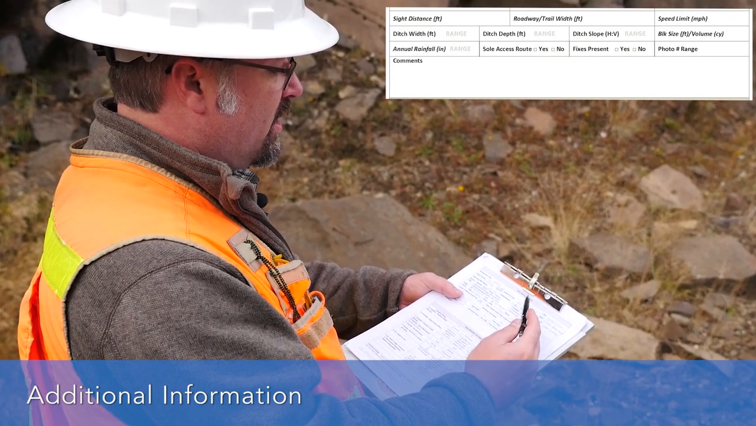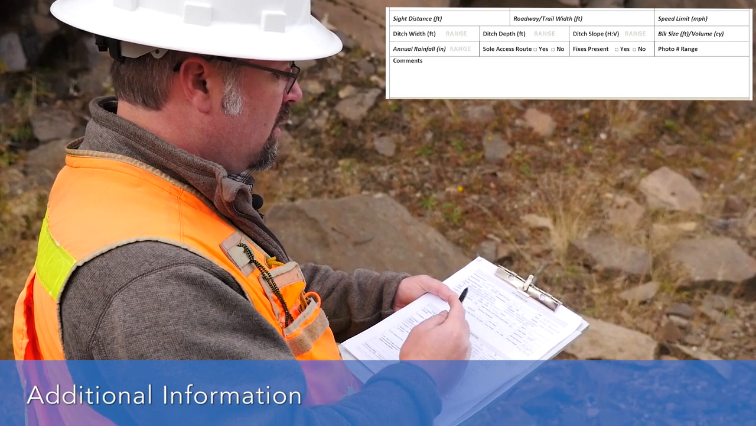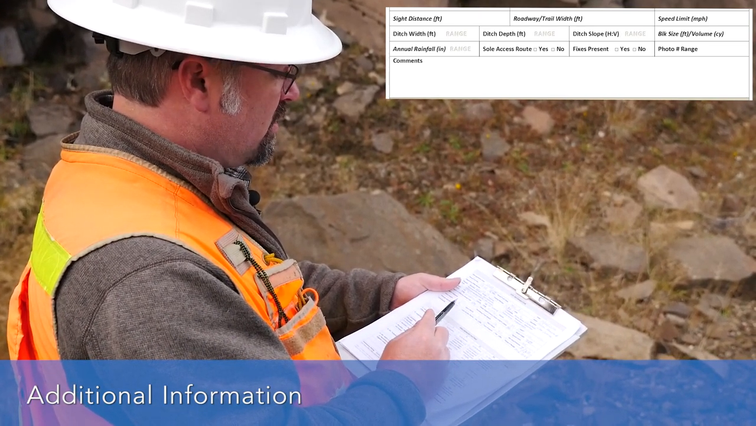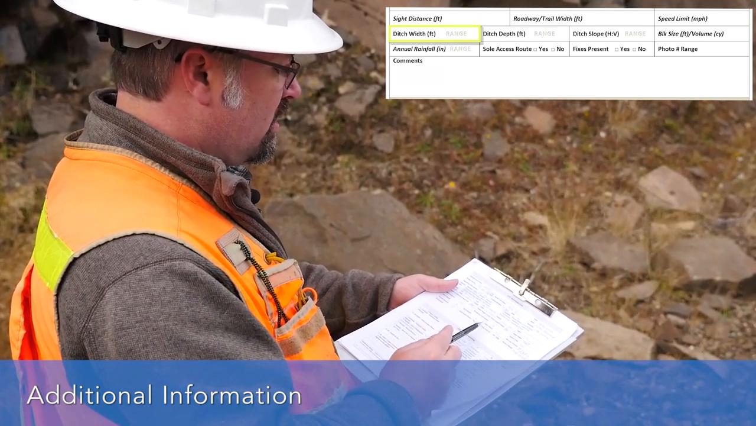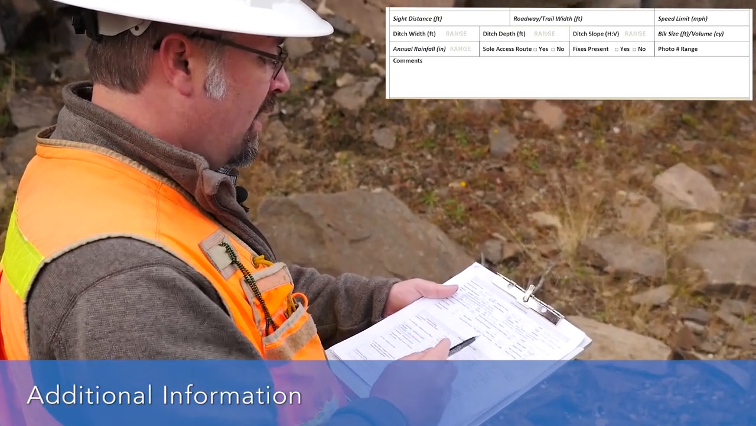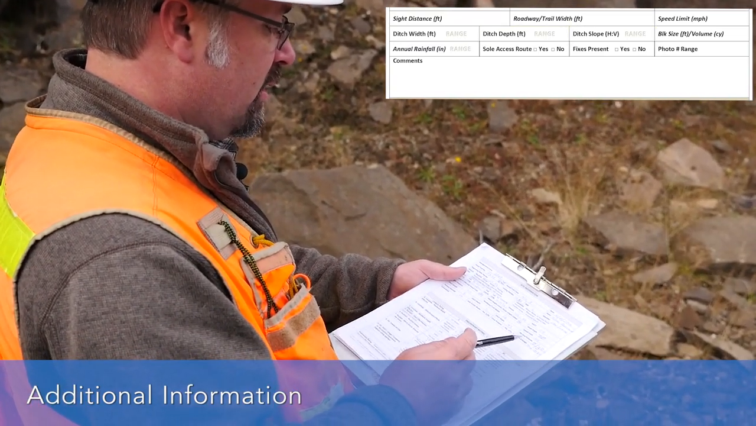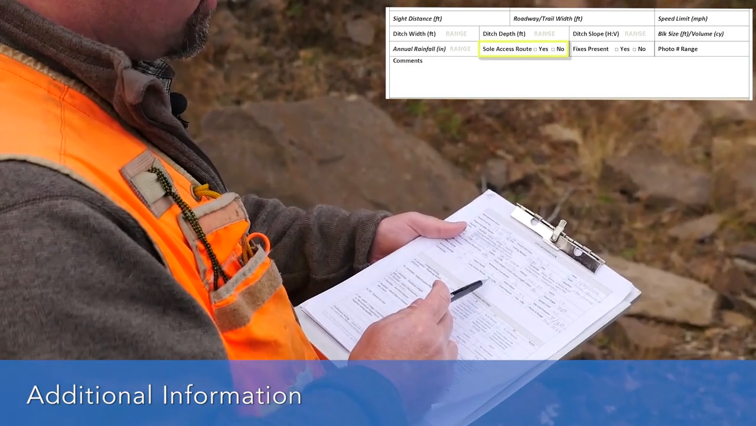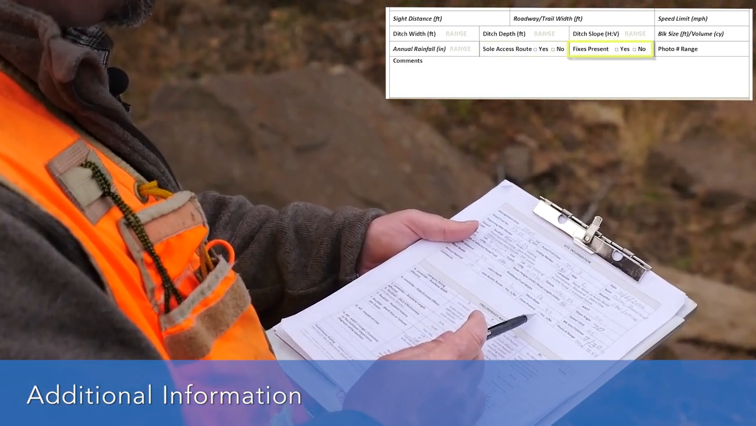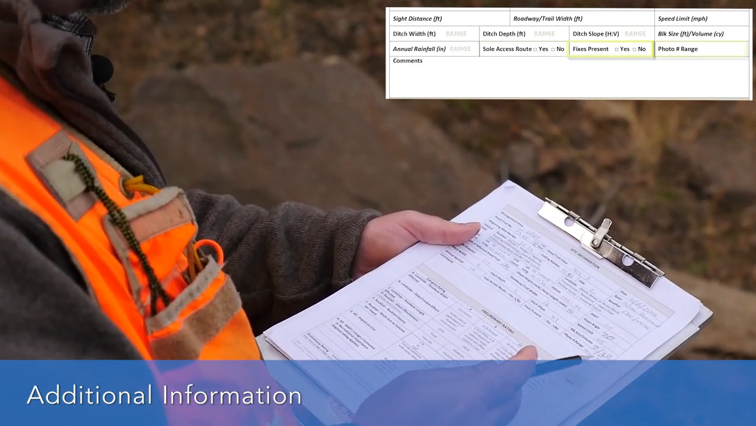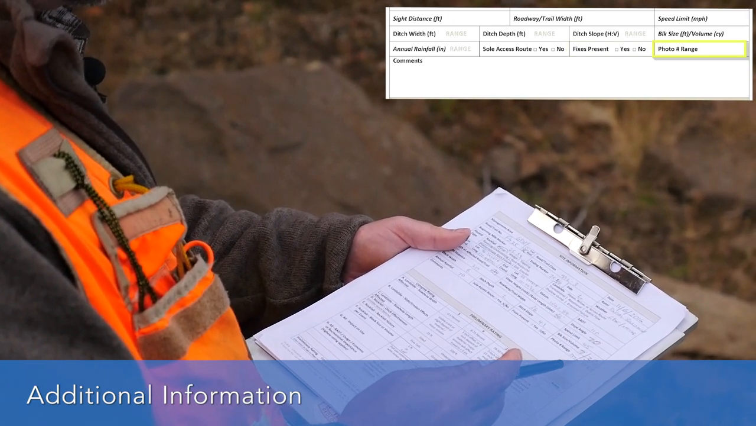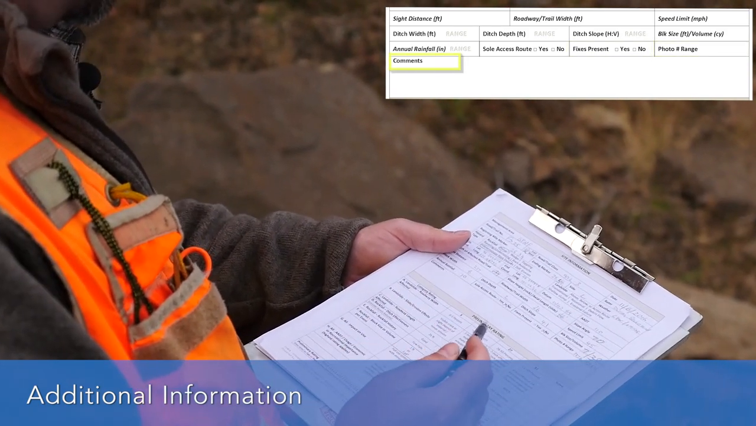So after completing the site information portion of the form, fill in other items not completely discussed, such as ditch width, ditch depth, slope, and any comments you have on the site, including if it's a sole access route, if there are mitigation measures present, and the number of photos and the range of the photos that you took while you're on the site.